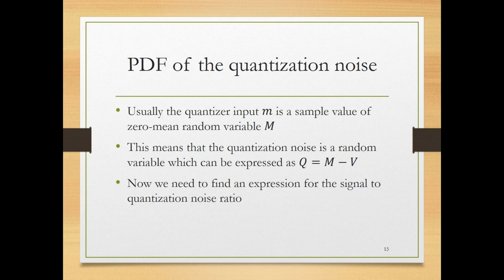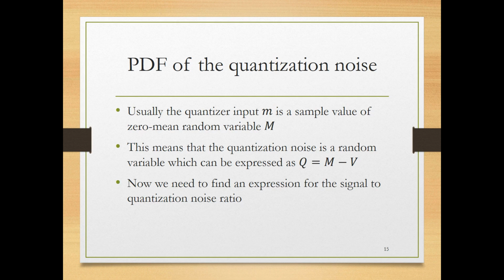Now we need to find an expression for the signal to quantization noise ratio. To find that expression, we need to find the PDF. PDF is the probability distribution function, and we defined it many times, and it's basically the histogram of something. The PDF tells us for each value how many times this value is going to occur. And accordingly, you will be able to calculate the probability that value will appear in your system.